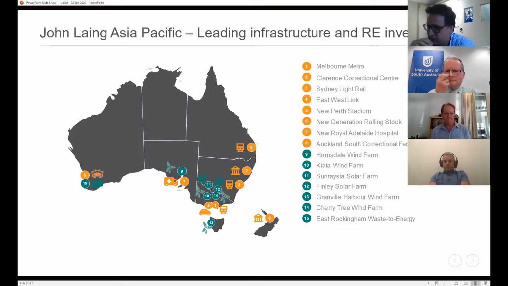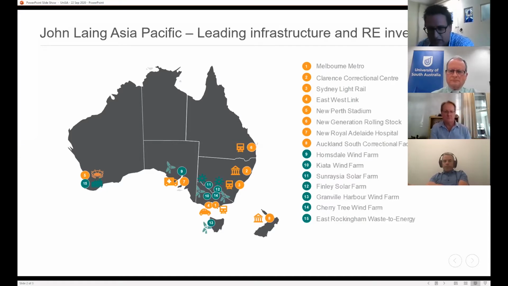Other ones here, we also seem to like a lot of rail projects. Sydney Light Rail is one that opened up last year. Again, not without its challenges: 12 months late, probably about $1 billion in overruns. Large, complex projects. The bottom half of this table shows what we've done in the last 3 or 4 years in our push into renewable energy.